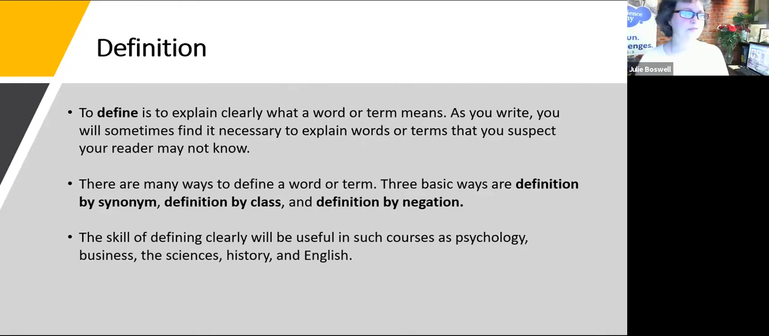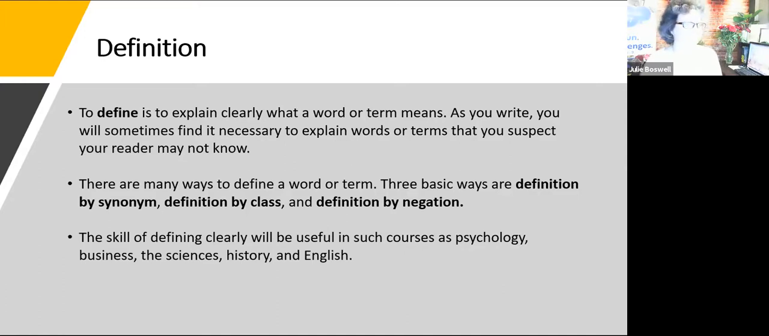And then you can define by negation. You can say what it is not. I think sometimes you have to do that. Sometimes I think it's not a great way to define what you're for by saying what you're against. And to define something by what it's not is sometimes a little bit difficult. It can be done.